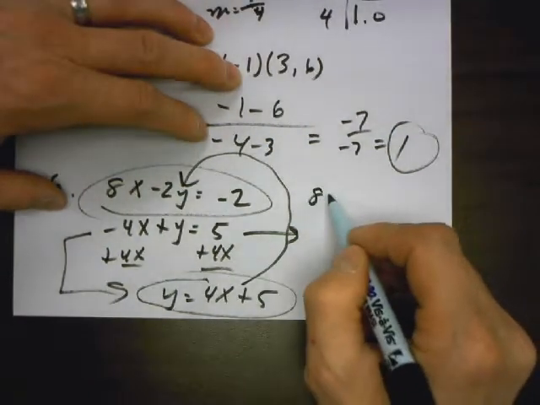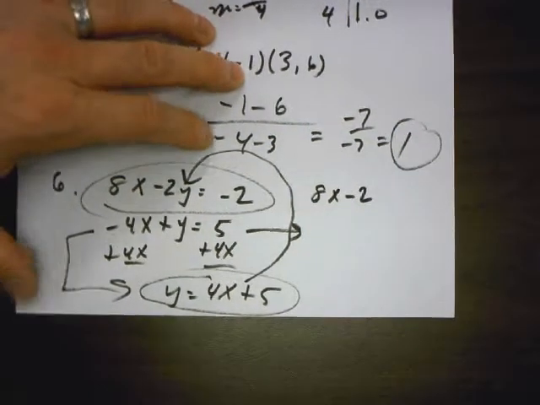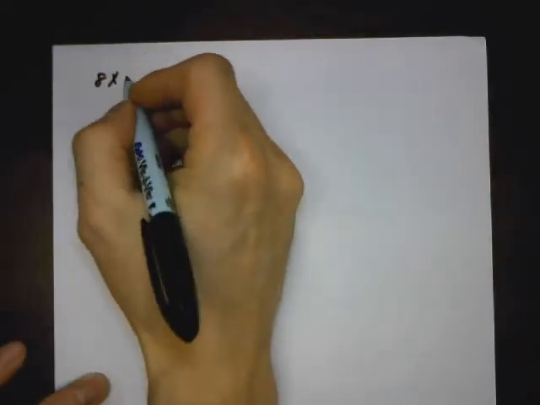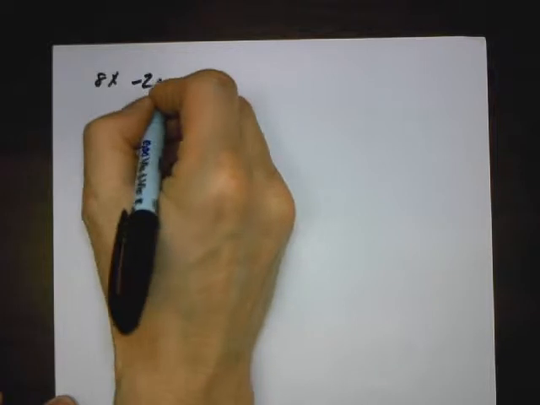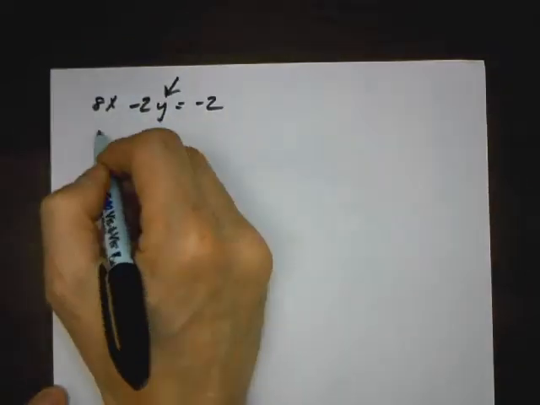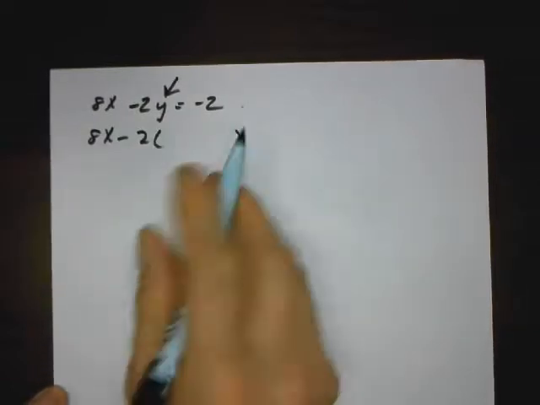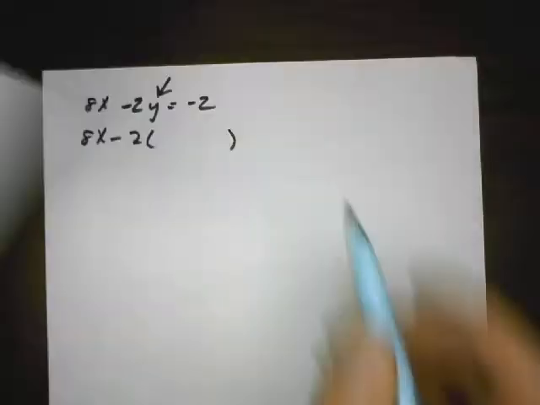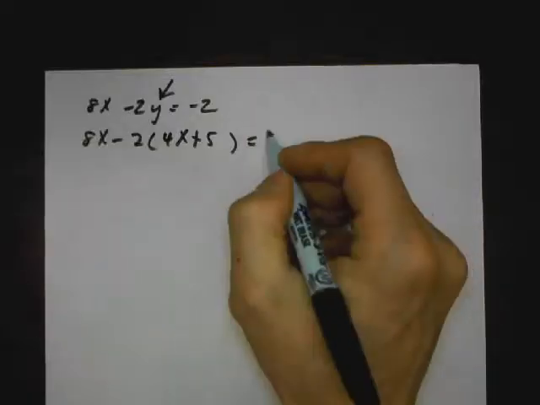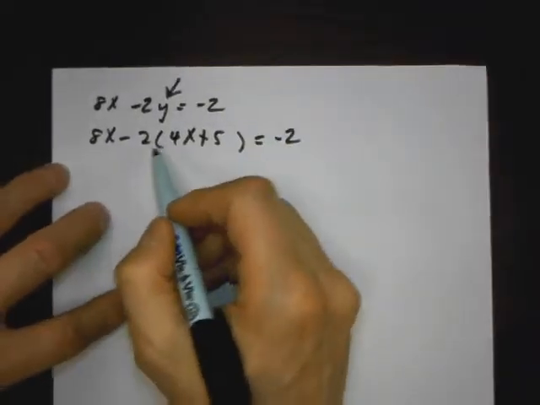So I have 8x minus 2 times, let me start this again on another piece of paper. I'm rewriting the first equation. I have 8x minus 2y equals -2. I'm going to plug the other equation right there. So I have 8x minus 2, and in parentheses, I'm going to put this part, 4x plus 5. I'm algebraically intersecting these to see where they graphically intersect.